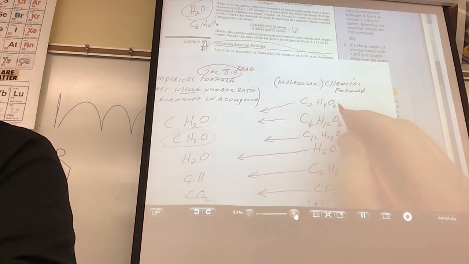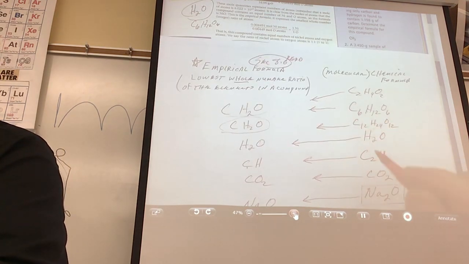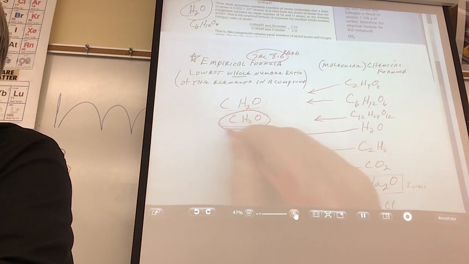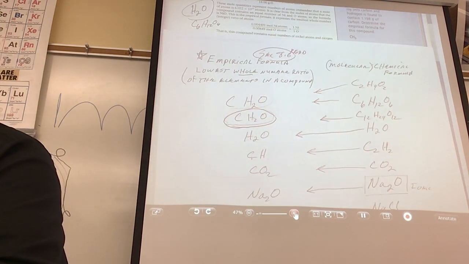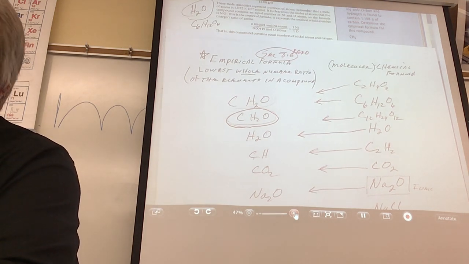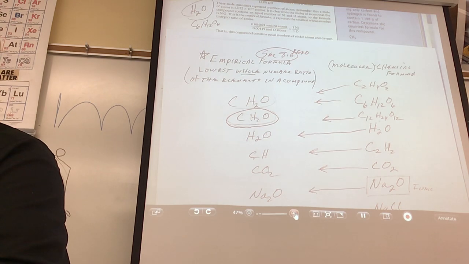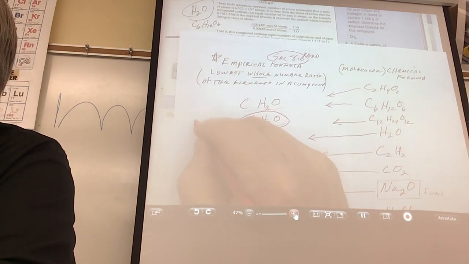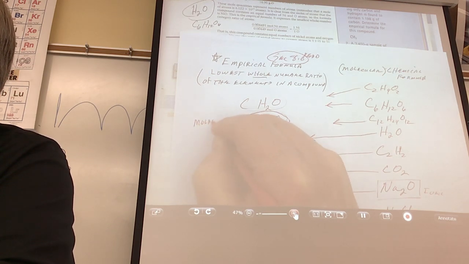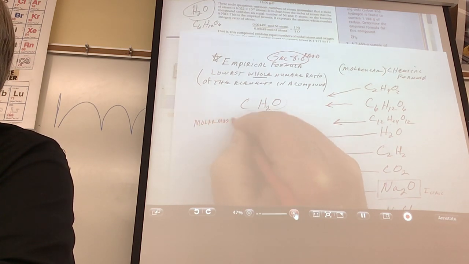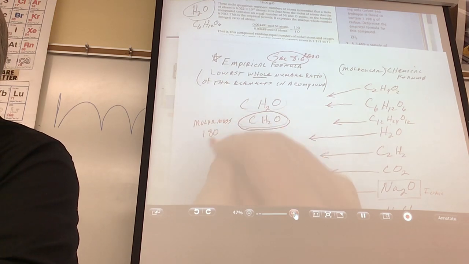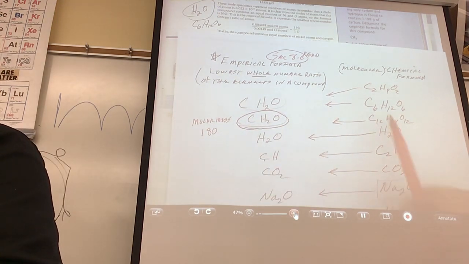Ready? I want you to pretend that someone has analyzed your chemical and they found the empirical formula was that right there. Okay, let's pretend. And then someone else in another department of the chemistry lab said, I also found something else out. I had a way of figuring out molar mass. Your molar mass was 180 grams per mole. So which one of these chemicals is it?